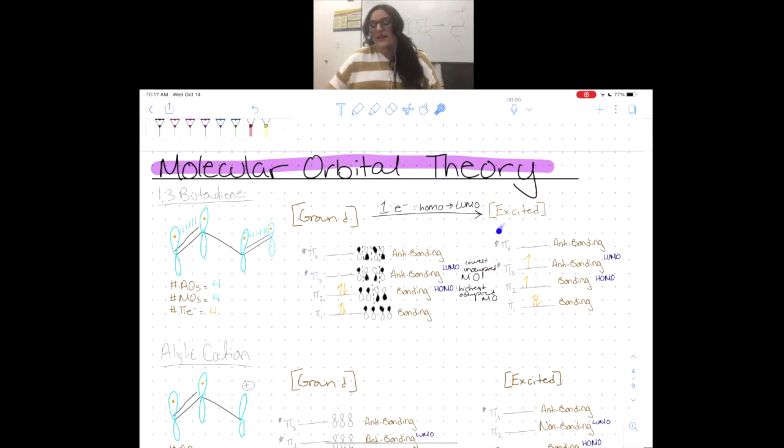In the excited state, however, there are now 3 electrons in our bonding orbitals and 1 in our antibonding orbital. So HOMO is still pi 2, LUMO is still pi 3. However, now there is 1 pi electron in the HOMO and 1 pi electron in the LUMO. And that's it. We finished our first one.